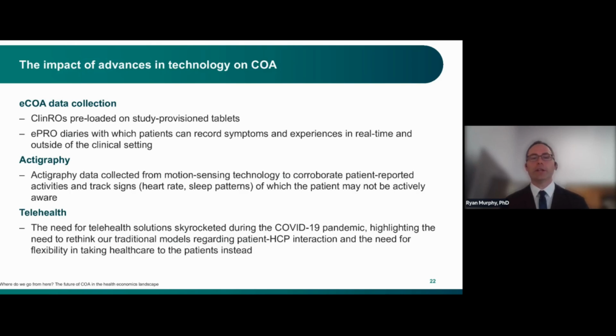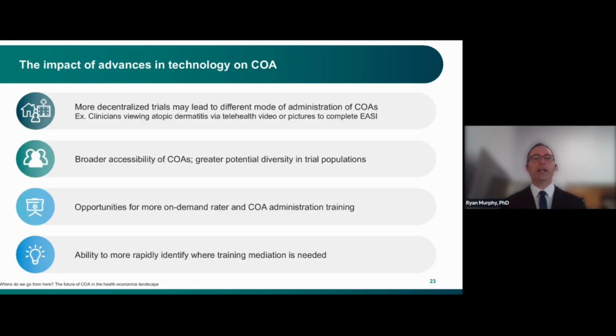Given that technology is evolving in ways that can have a clear relationship with COA data collection, we need to consider some specific ways that these advances are likely to impact health economics and the clinical research landscape. As mentioned with the COVID pandemic, there's been a shift towards more decentralized trials and different modes of administering these COAs. Another possible example is with an instrument called the EASY.